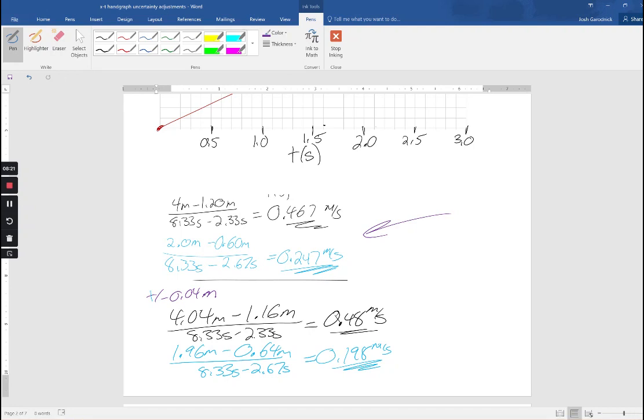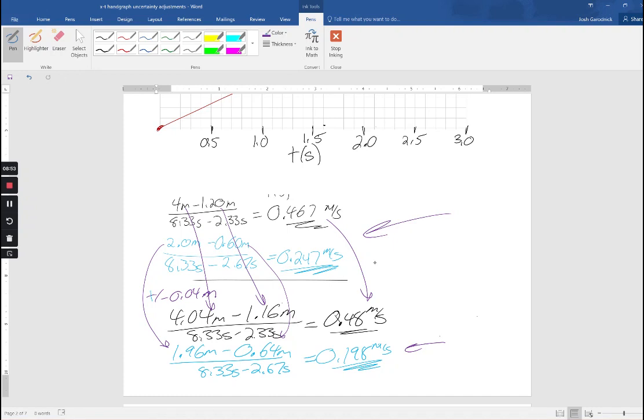Notice what I did here. Same thing, plus or minus. So for the first one, I added plus 0.04 meters. And for the second one, I subtracted 0.04 meters and got a steeper slope of 0.48. Yeah, 0.48 is steeper than 0.467. For the second one, I subtracted 0.04 meters from the first number and added to the second. And in doing so, I decreased the slope significantly. Wow, I hope that math is correct. But I've changed the slope.